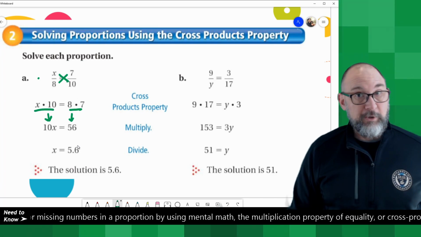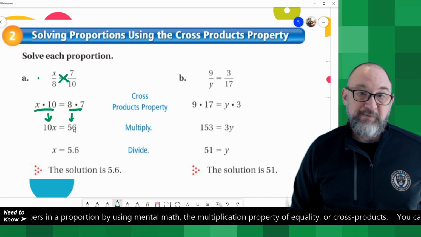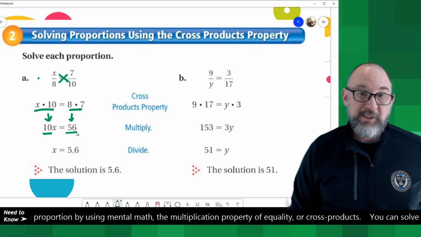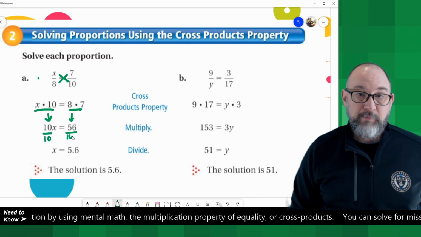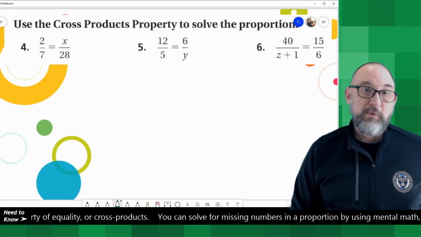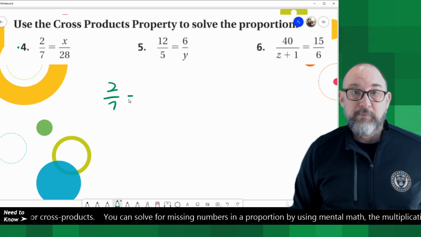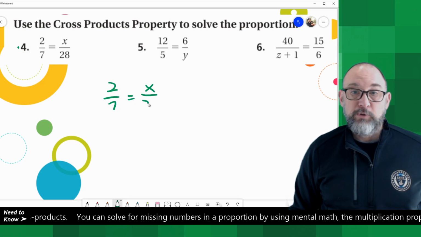Now this should look familiar to you because it's basically a one-step equation. So now I have 10x equals 56. I divide both sides by 10, and I get x equals 5.6. Okay, so let's try one. Let's do number 4. So 2 is to 7 as x is to 28.